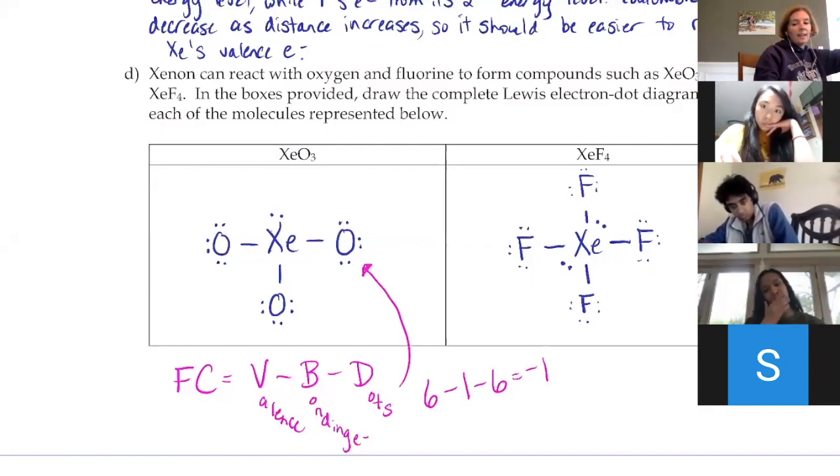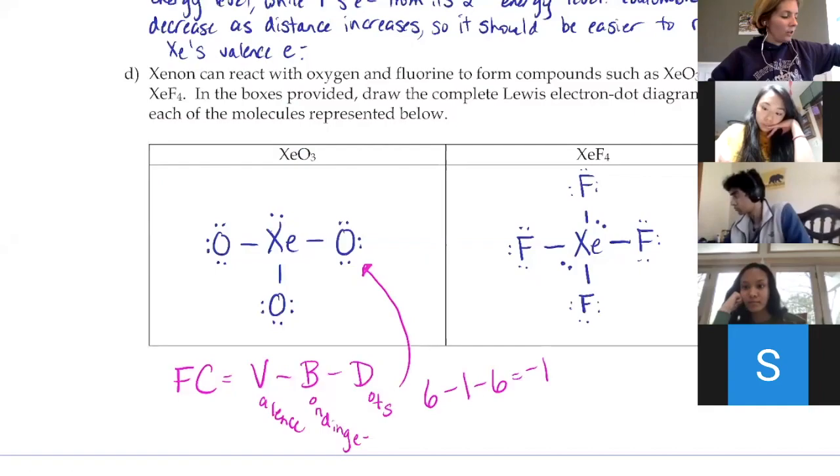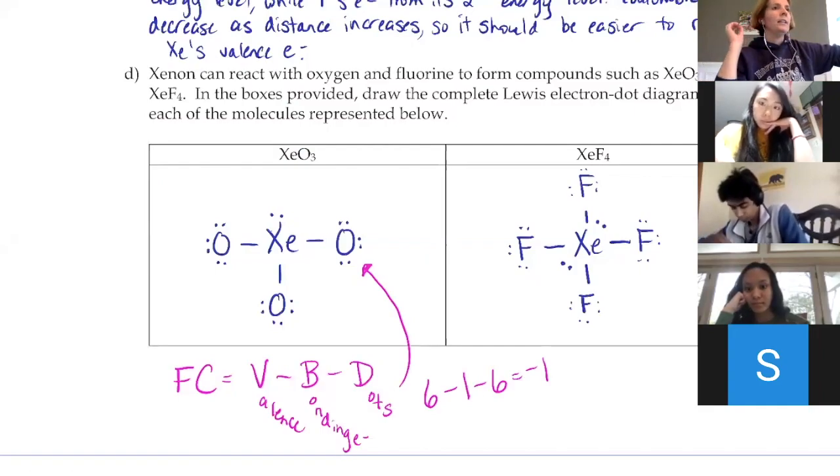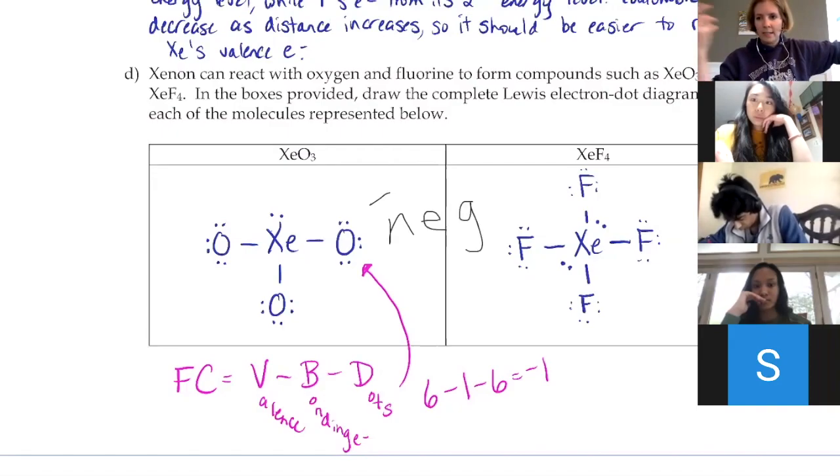When you're trying to decide if your structure is the best one formal charge-wise, what you're going to be looking for is that your negative formal charges show up on elements with high electronegativity values. You also want to make sure that your things usually don't have a positive formal charge. If you have a positive formal charge, it basically means it's giving away more than it's getting back.